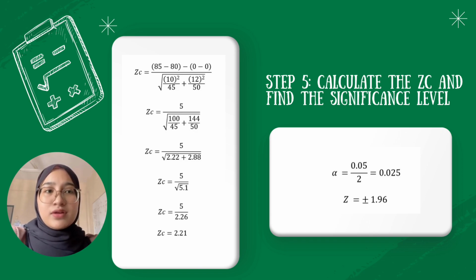Step number 5, calculate the ZC and find the significance level. If it is two tails, the significance level must be divided by 2. For step number 6, compare the result. Do we reject or accept the hypothesis? Lastly, step number 7, write the statement.